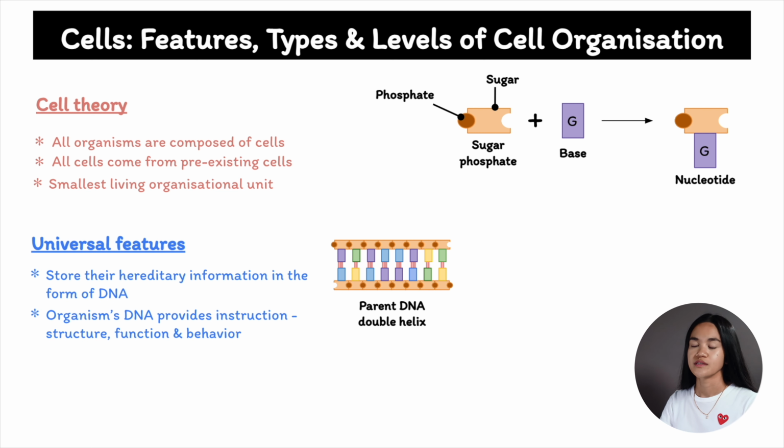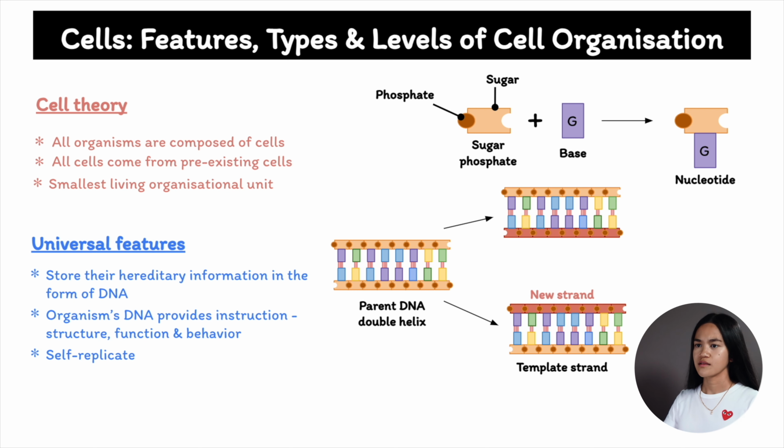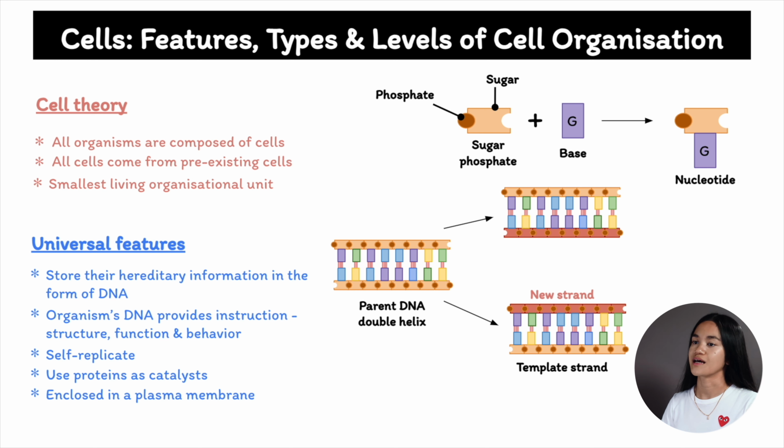Another feature, cells can self-replicate, meaning they're able to duplicate their genetic material and other components and then divide into two, producing a pair of daughter cells. The next feature, all cells use proteins as catalysts for almost all the chemical reactions in the cell. And lastly, cells are enclosed in a plasma membrane, which allows nutrients and waste materials to pass in and out of the cell. And it also separates the cell interior from the outside environment. Think of it as the walls of a house, okay?